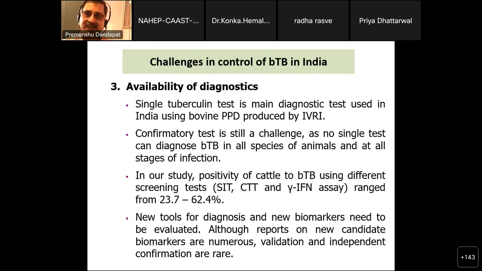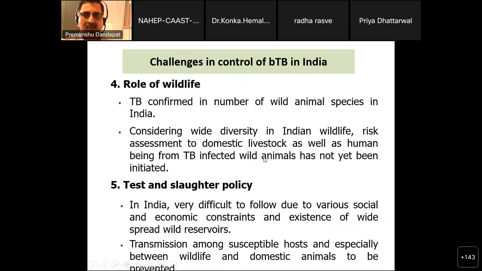So if we are going to vaccinate the animals, again, the animals will be tested positive by tuberculin test or the gamma interferon assay. So we have to develop some DIVA strategy based on some biomarkers. In one of my projects with the Bill Gates Foundation, we have developed one DIVA test, but still those antigens have to be screened a lot to find out their sensitivity and specificity. We are having lots of wild animals, like deer and bison, even elephants, and lots of TB cases are there.